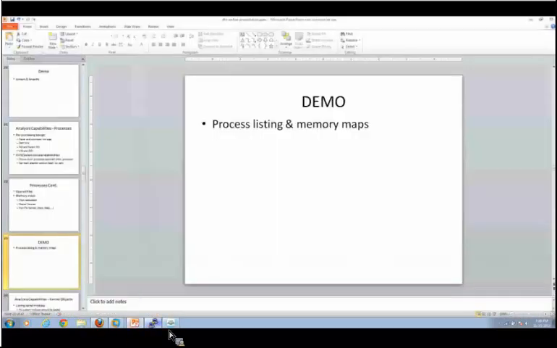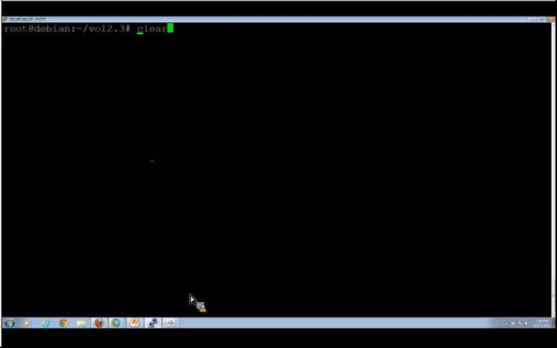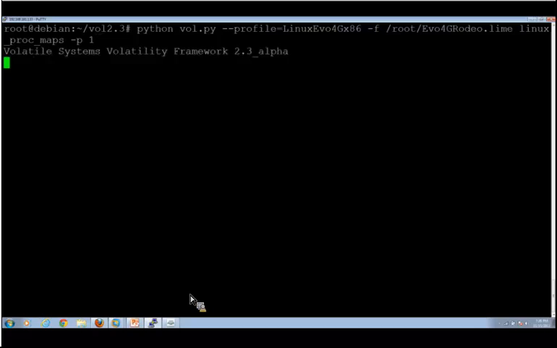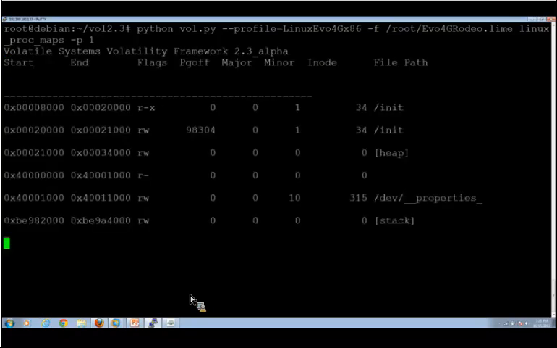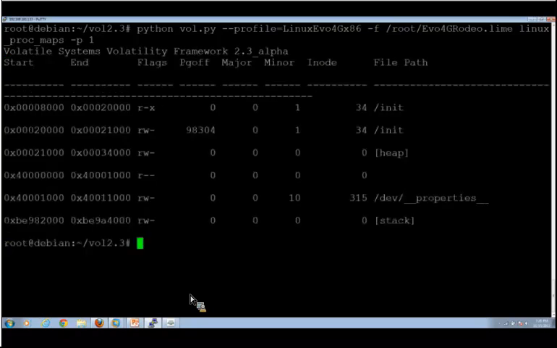So the other thing I wanted to demo now is this idea of the memory map. We're going to go back to our init process, which we know is PID 1, and then we have the proc maps plugin, which shows us the memory maps for, if you don't give it the -p, every process. You can also give a comma-separated list of process IDs to look at, but we're just going to look at init. And what we see is we have our init binary, we have the heap, and we have the stack. And if you remember, these are non-file-backed memory mappings in the process.